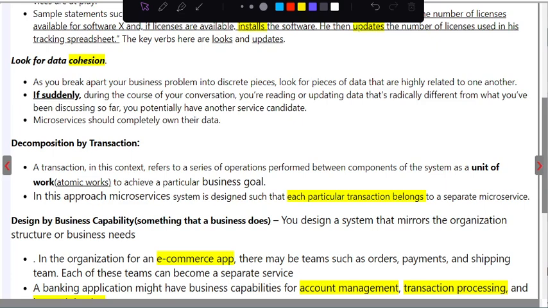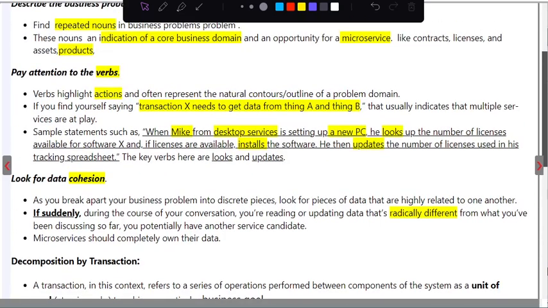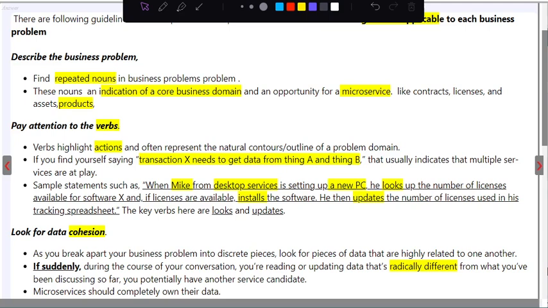Another is data and cohesion, meaning the actions and the data should be in a single microservice. If we are interacting with radically different data, it means we have to interact with more than one microservice. So when we look at the business problem, we should look at the key verbs and the business problem nouns. Nouns can be core candidates for microservices.